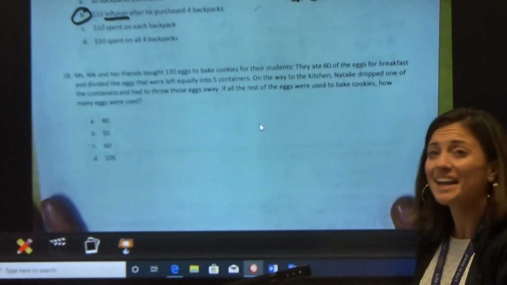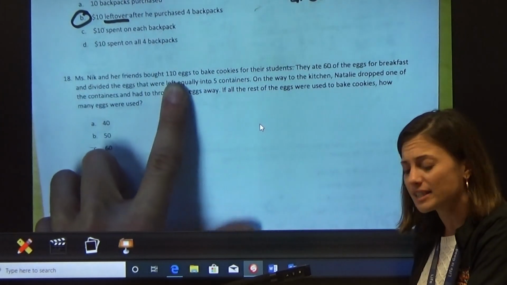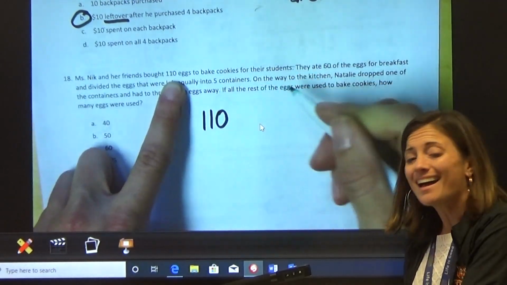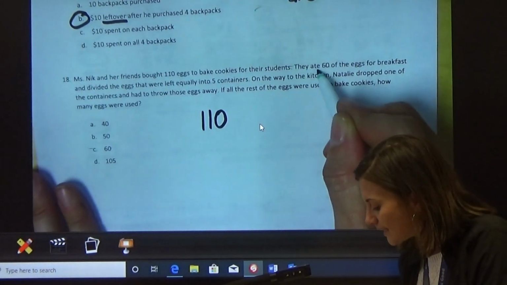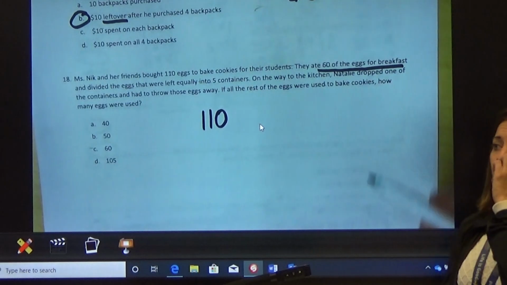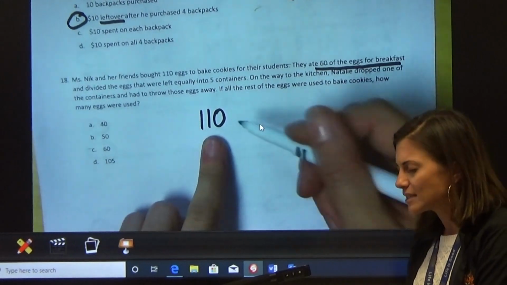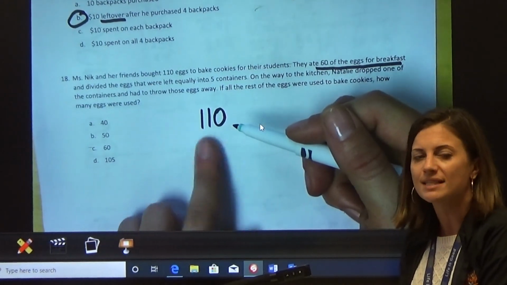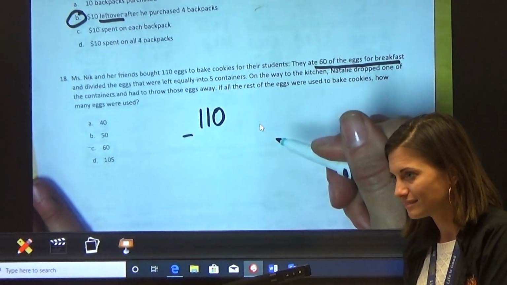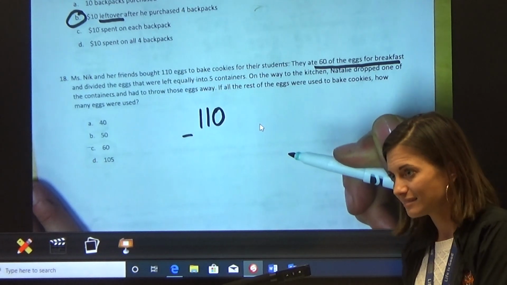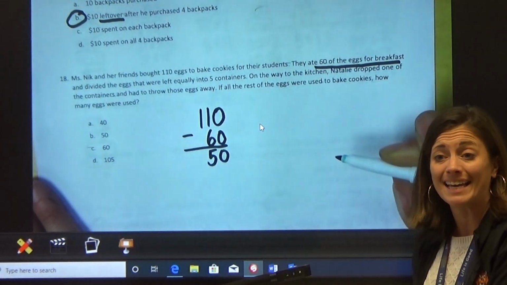All right, and the last question we have just enough time for. Miss Nick and her friends bought 110 eggs, because I wanted to bake cookies for you guys. But then we got hungry and we decided we were going to eat 60 of the eggs for breakfast. So if I eat 60 eggs, what does that do to my number of eggs that I started with? How do I represent that in numbers? You subtract. 110 minus 60. I take 60 eggs away. Great. That leaves me with 50 eggs.